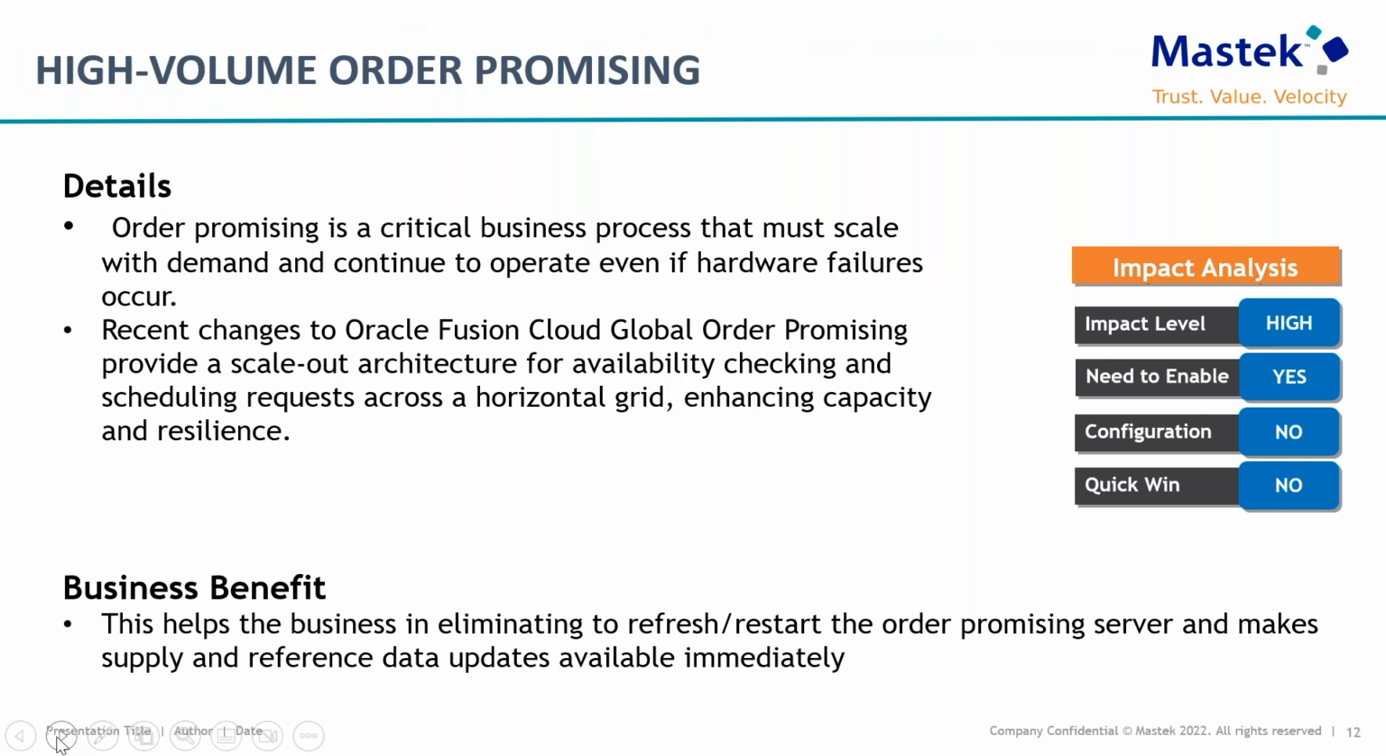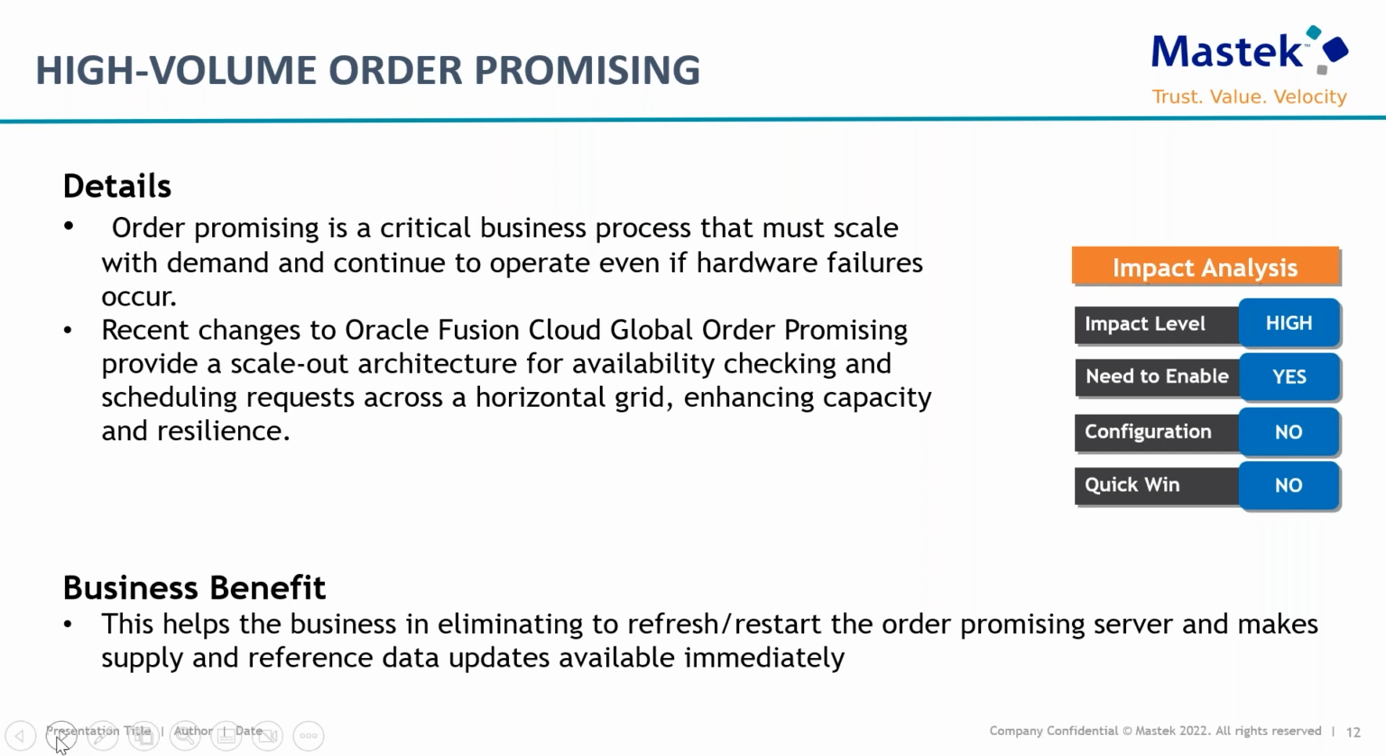Moving forward to the next slide, here we have high volume order promising. Order promising is critical for business, as we all are aware, and there are times when the system is not able to promise properly, when the quantities are high or in the thousands. Recent changes in GOP mean that a scale-out architecture is available for availability checking and scheduling requests across a horizontal grid, enhancing the capacity and making it resilient.